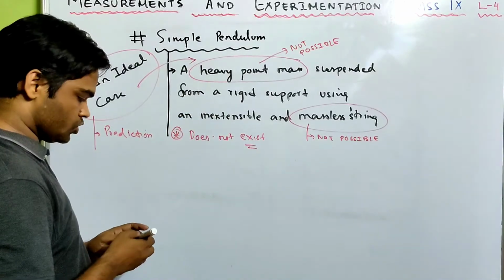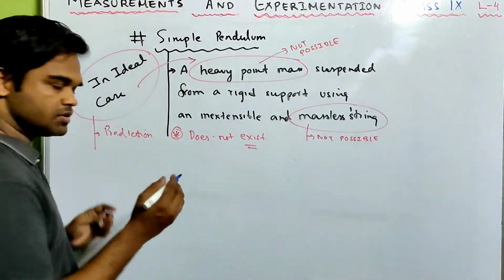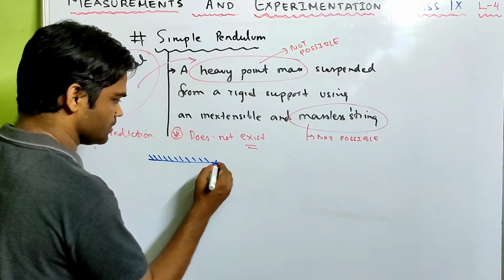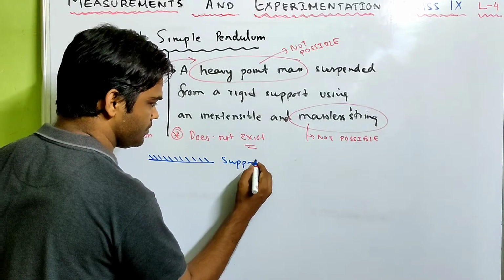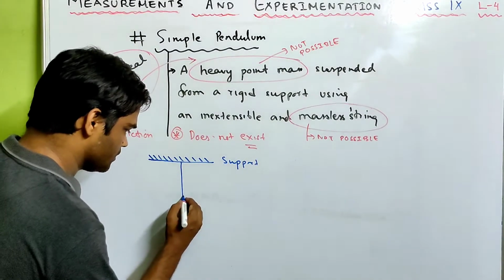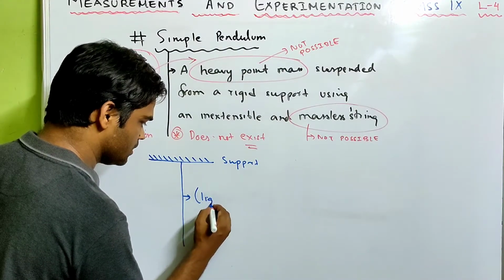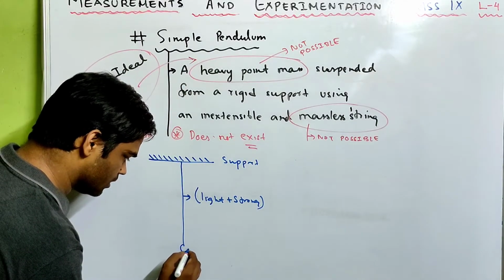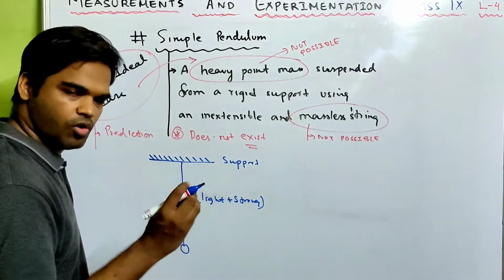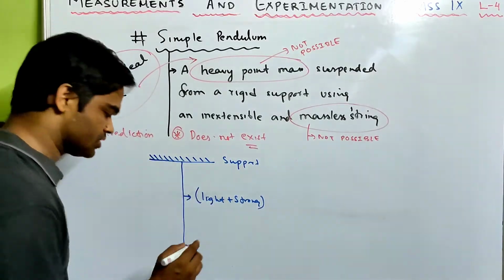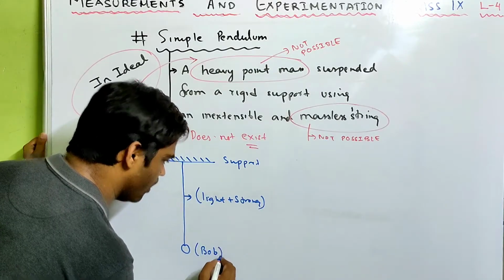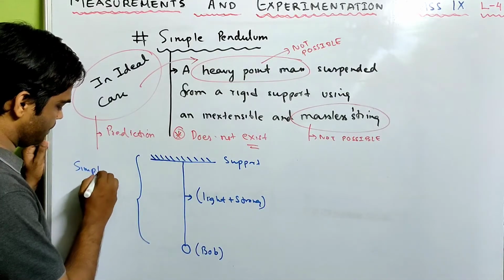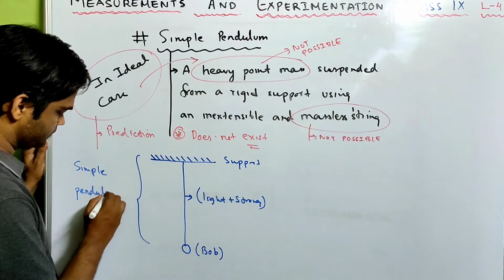So what we are going to study as a simple pendulum is, suppose this is a rigid support, okay, you have a string which is lightweight but strong, and you suspend a heavy metallic bob or ball over here, made of iron or brass, this is known as the bob. This arrangement is our simple pendulum. Clear?